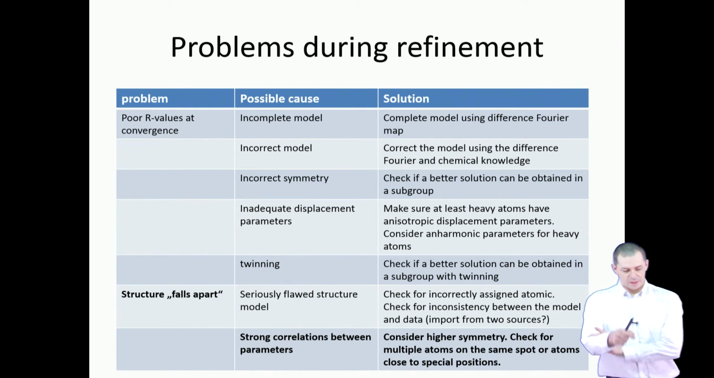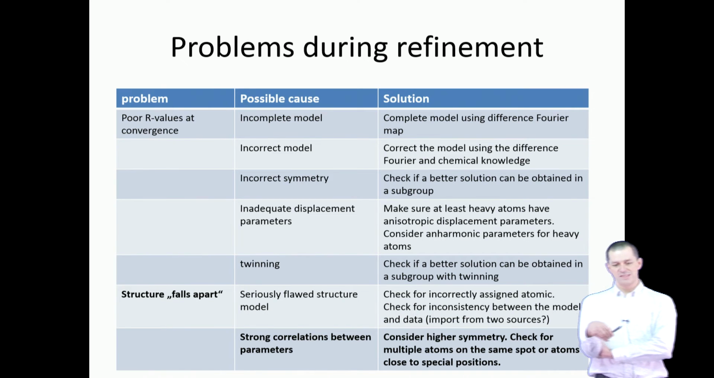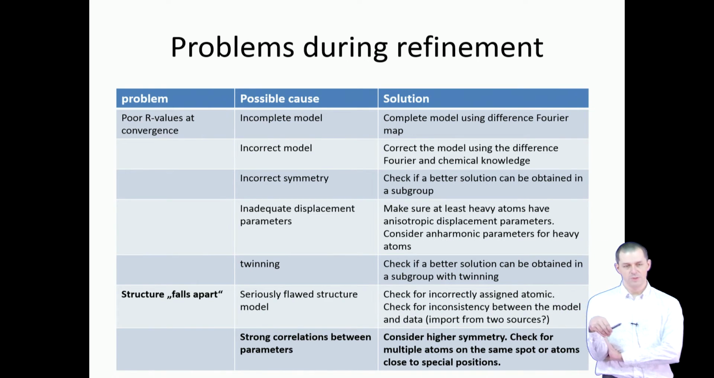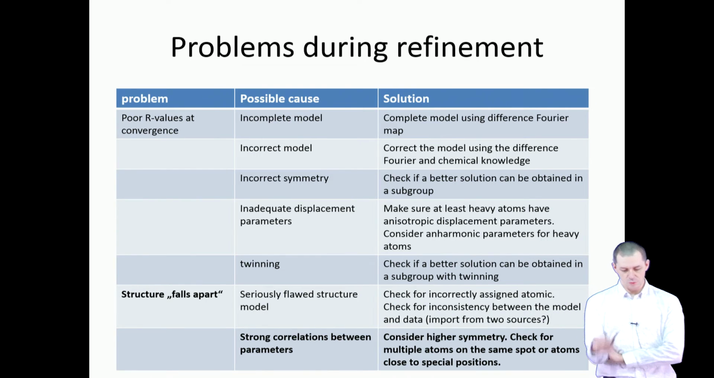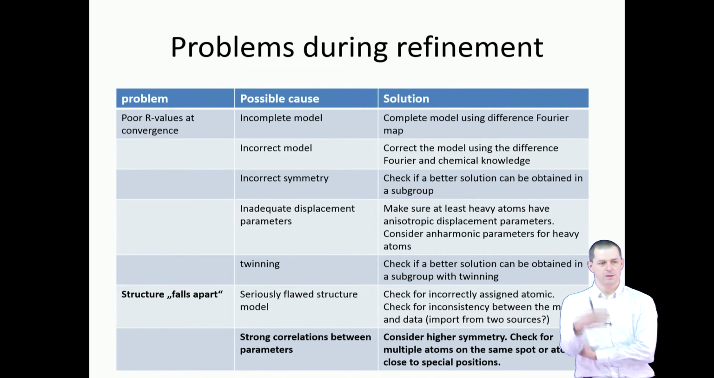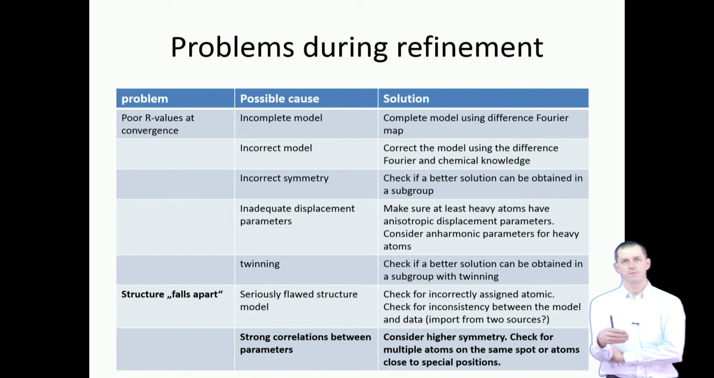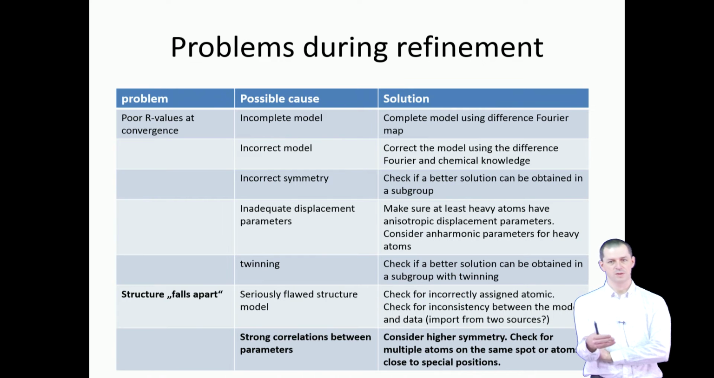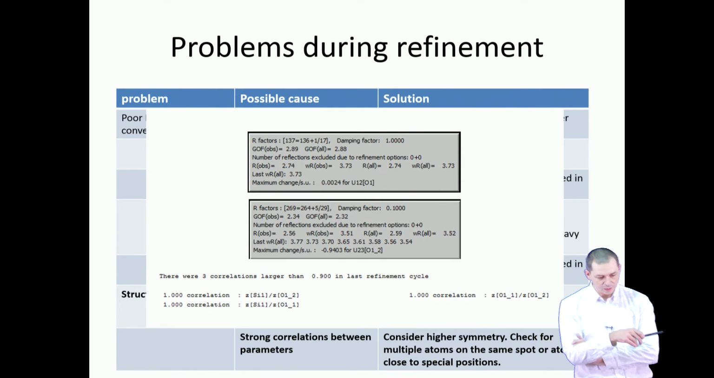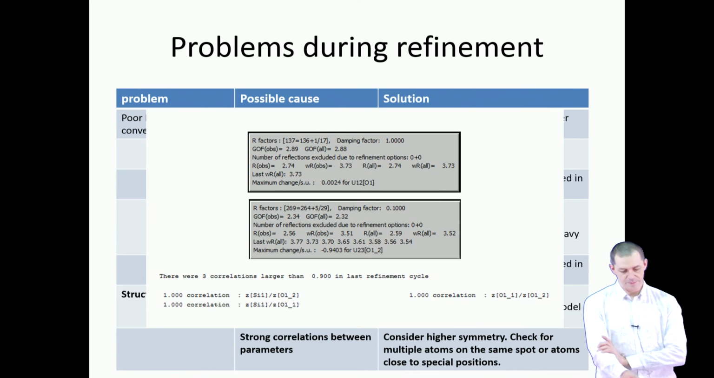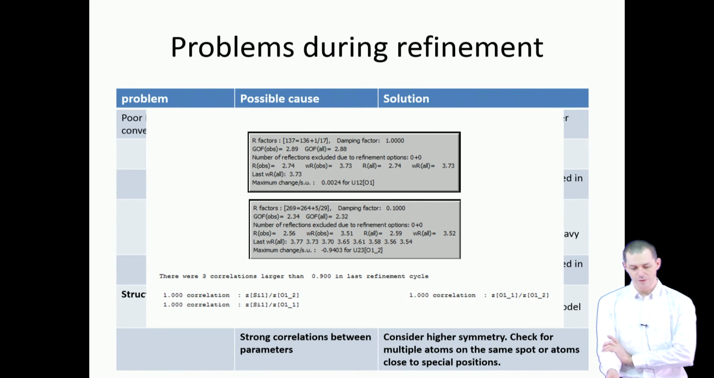Another possibility is that the structure is unstable because of strong correlations between parameters. You can see this in the refinement listing, so view of refine. This is how it is called in Jana2006. At the end of the information, you have a list of strong correlations, and you may find a picture like this. So this is a refinement of a very simple structure, quartz structure.